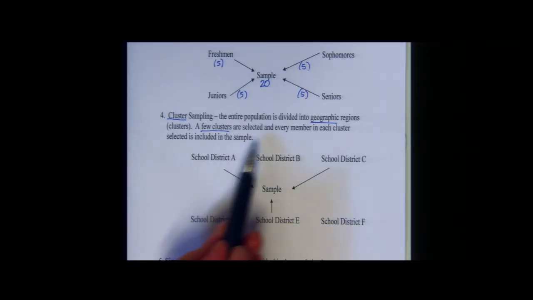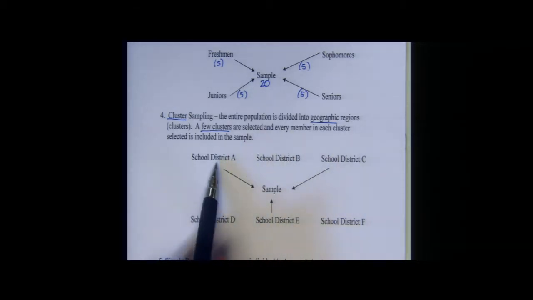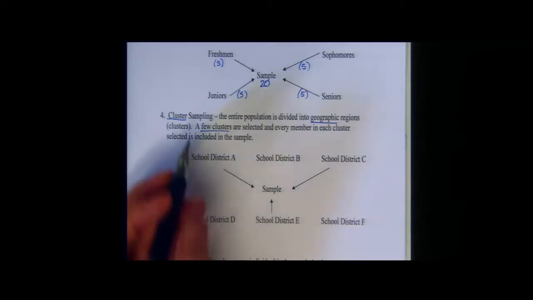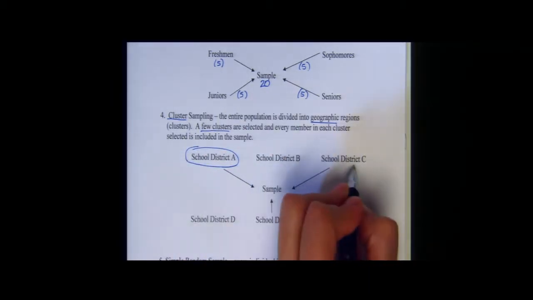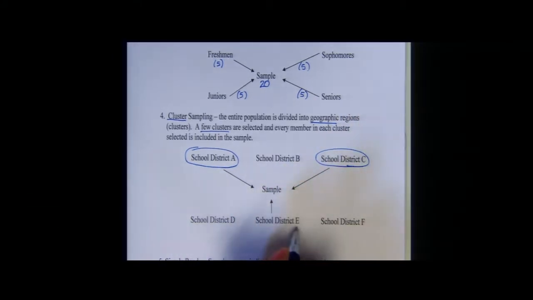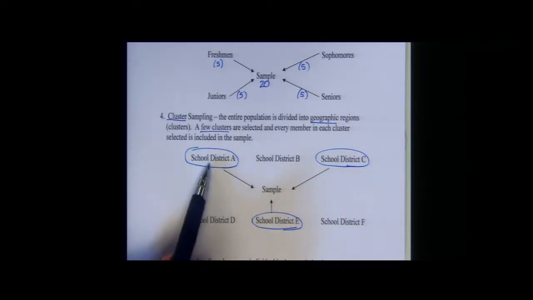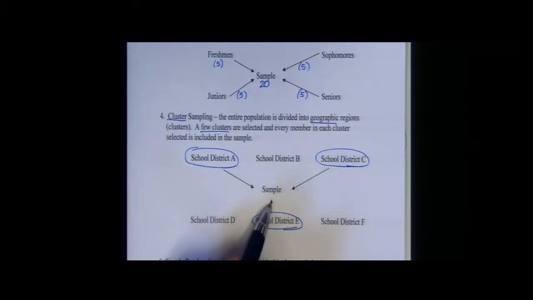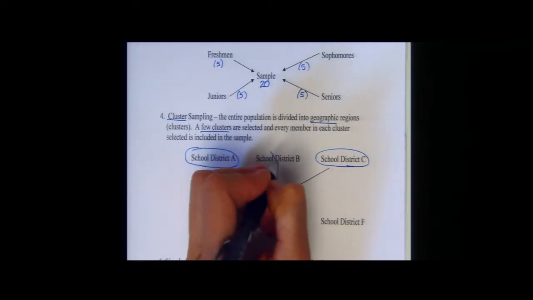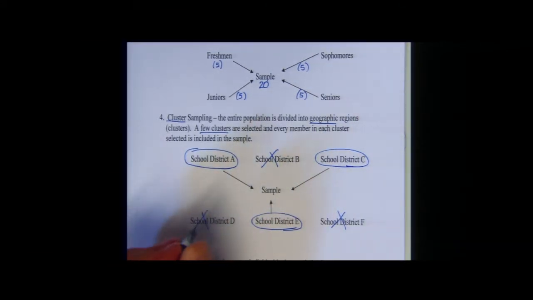So if you'll notice here, they're divided up into school districts. So if you're in a town and it was divided up into its particular school district, but notice the arrows are only coming from school district A, C, and E. So what that means is everybody living in District A, District C, and District E are in your sample. Nobody from these other districts are in the sample.